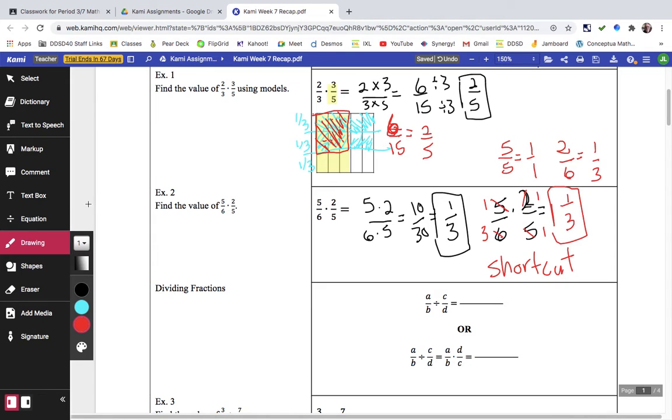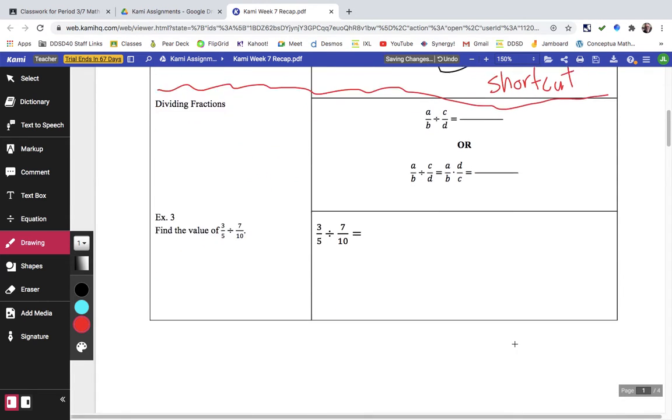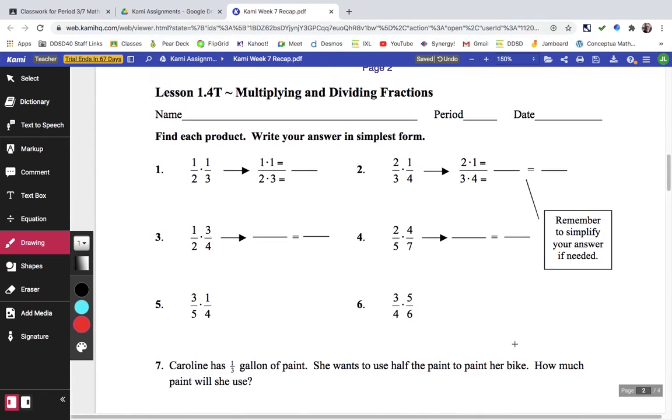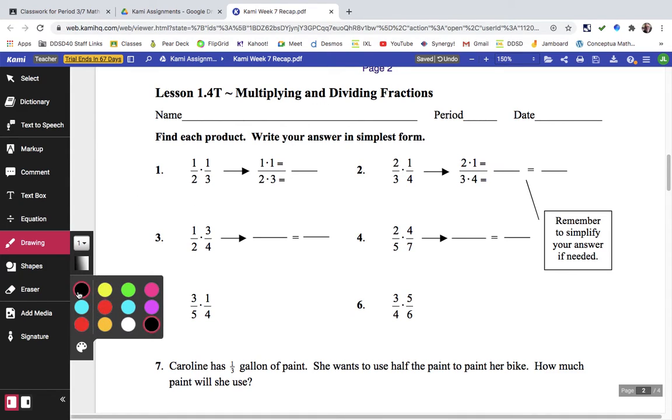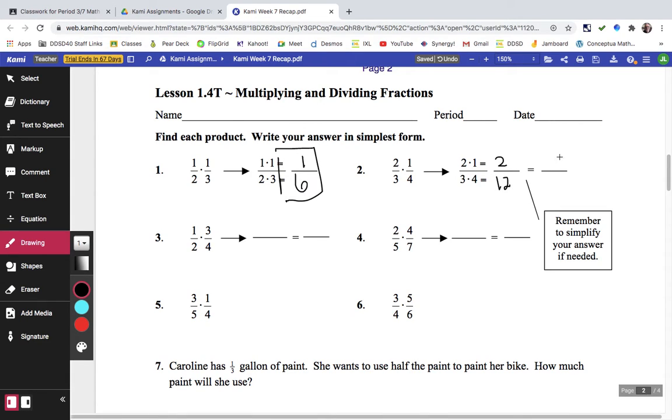You do not have to use the shortcut, but you are welcome to use it. Then we drew a line here because we're going to do the part below this tomorrow. And then we went down and did these 6. On some of them I'll do the shortcut, some I will just do what we call the standard way. So that's 2 times 1 is 2, 3 times 4 is 12, and we can simplify that to 1/6. On this one, 1 times 3 and 2 times 4 is 3/8.